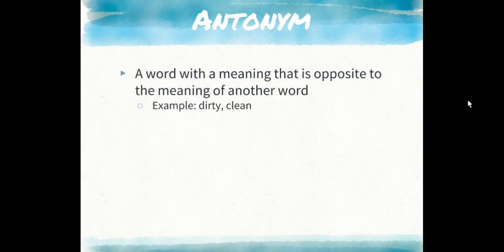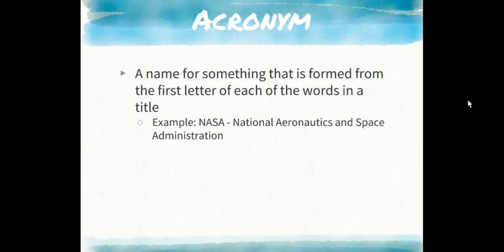Next word is antonym. This is a word with a meaning that is opposite to the meaning of another word. So synonyms and antonyms are antonyms. They're opposites. Example, clean and dirty. Same thing. Next to antonym, write 2 words that are antonyms or are opposite of each other.